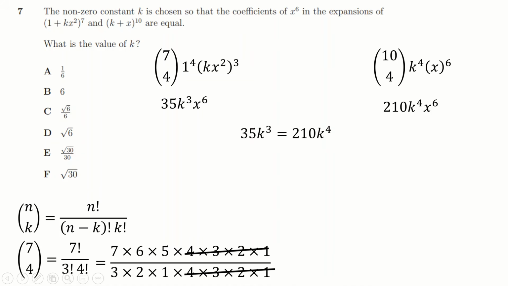I know k isn't 0 because it says so, which means I can divide by k cubed, and then I divide by 210. I hope this is there, but it's not, so I'm going to have to actually simplify this. Divide both by 5, I guess, and then I notice that's easy, that's a 6.